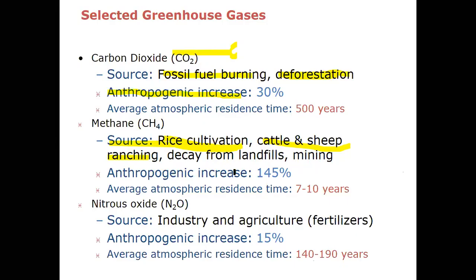Due to anthropogenic activities, the amount of methane has increased by 145%. The methane level is increased. The average atmospheric residence time is 7 to 10 years.